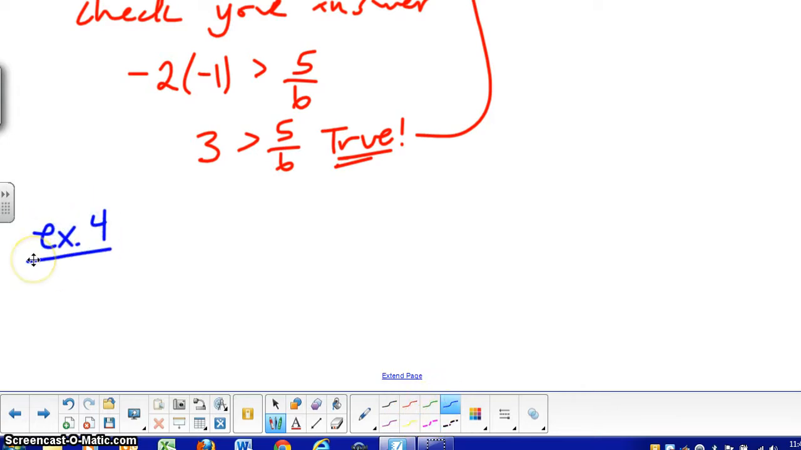Example 4. Again, I want you to push pause and do this one on your own. It's -5y plus 17 less than or equal to 8y minus 5.